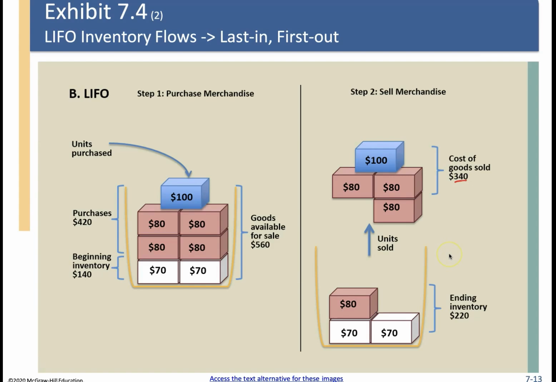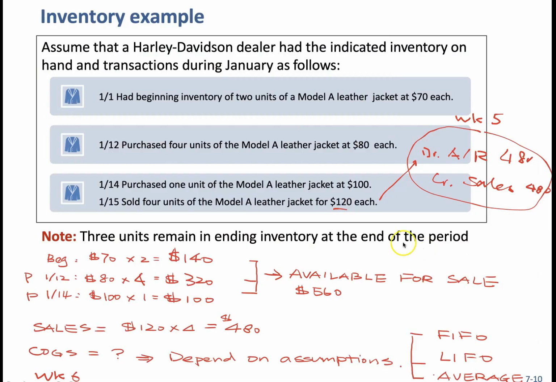All right, LIFO. LIFO says that we are selling the last batches of the inventory and then moving to the first batches. So if I'm going back to this description, the 4 units of leather jacket I'm selling on January the 15th should first come out of this $100 jacket, right? One piece will be coming out from here.